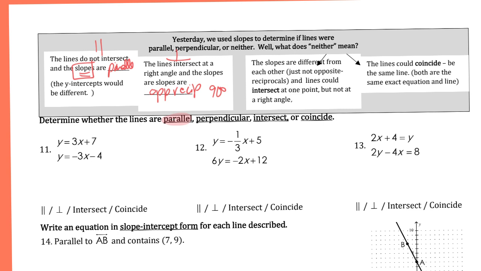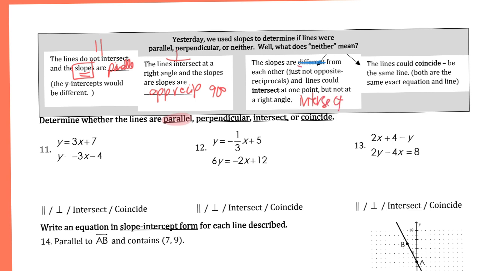Okay, so if the slopes are different from each other, like one has a slope of 5 and the other one has a slope of 1/2, or, like in our notes, we talked about a slope being undefined and then the other slope was like 5/7 or something like that. So if the slopes are just different from each other, that means they're going to just intersect, okay? If they're just different from each other.